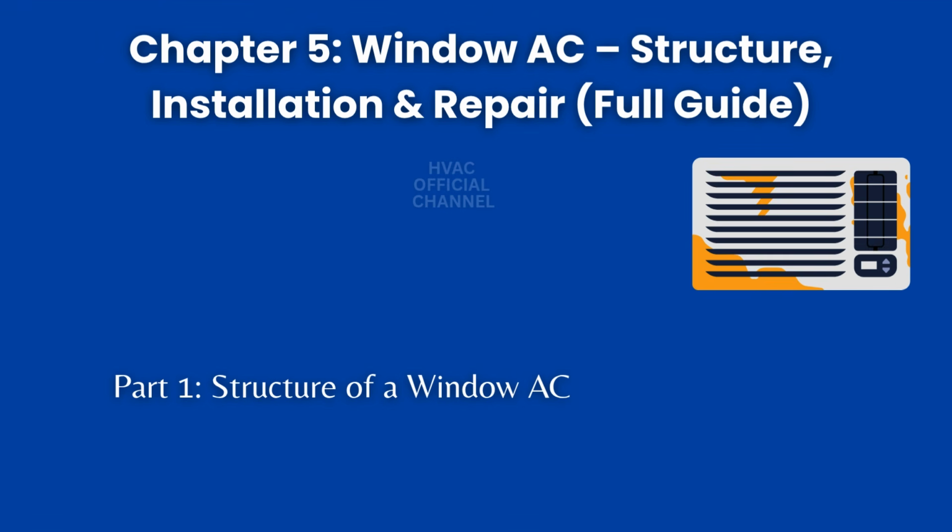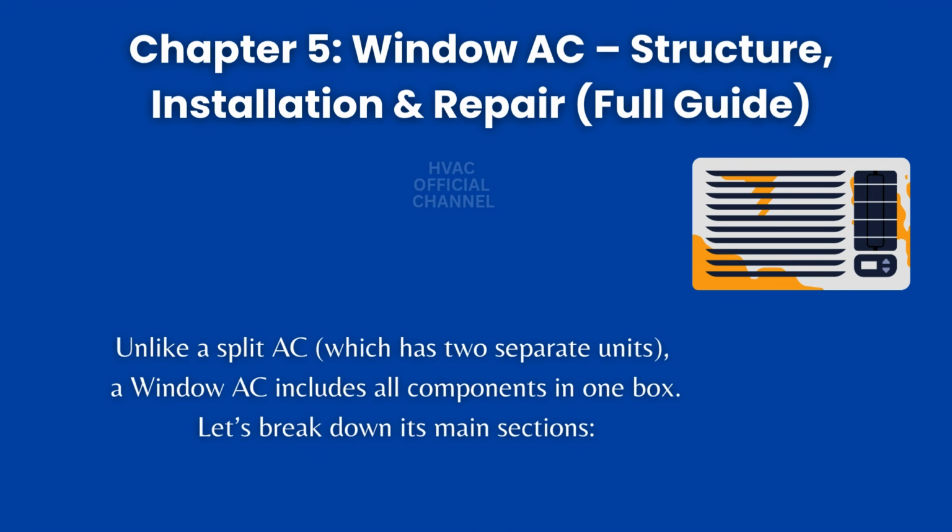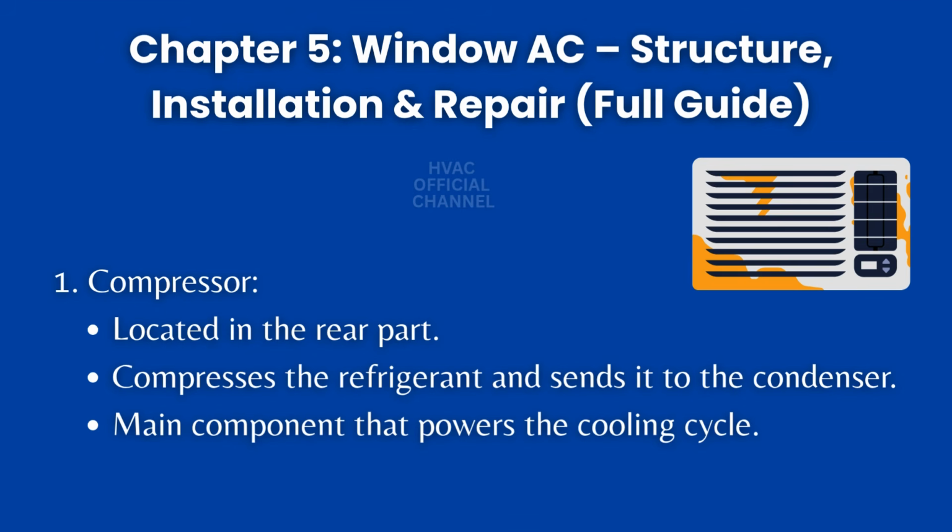Part 1. Structure of a window AC. Unlike a split AC, which has 2 separate units, a window AC includes all components in one box. Let's break down its main sections. 1. Compressor: located in the rear part. Compresses the refrigerant and sends it to the condenser, the main component that powers the cooling cycle.